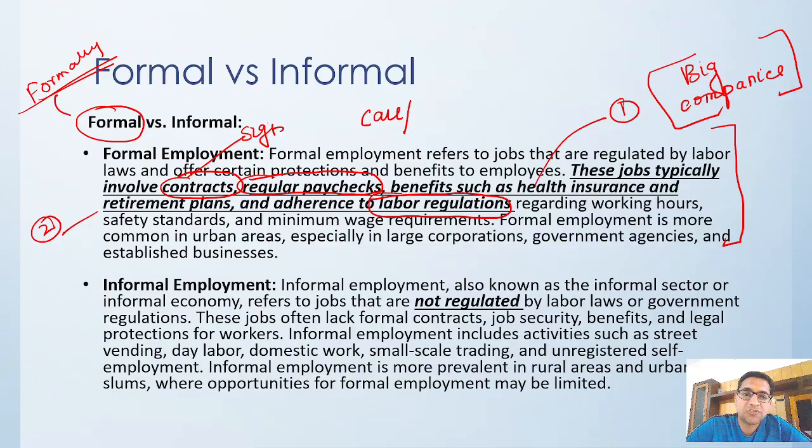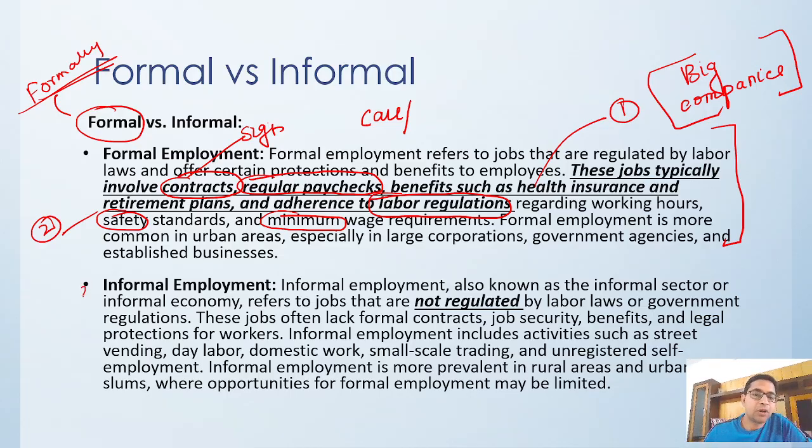So we call this formal, and it is a very important type of giving employment, because here the labor is having proper working hours, the labor is having proper safety standards where they are working. They are not being treated like a slave. Minimum wages are already being set over there. So large corporations, government agencies, and various established businesses hire people under the formal agreement.